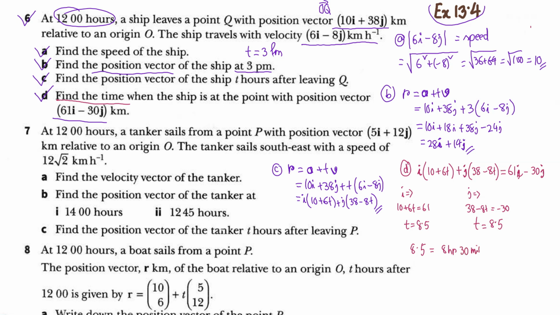So how to write this? At 12 p.m. it started, so adding 8 hours 30 minutes, this time we can write at 8:30 p.m., or 8.5 hours later, or in the 24 hour timing format you can write 20:30. And that's our answer to this question.